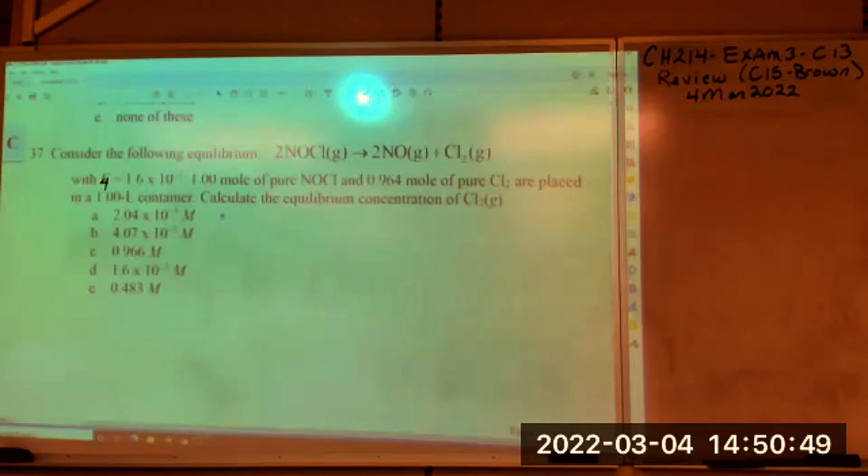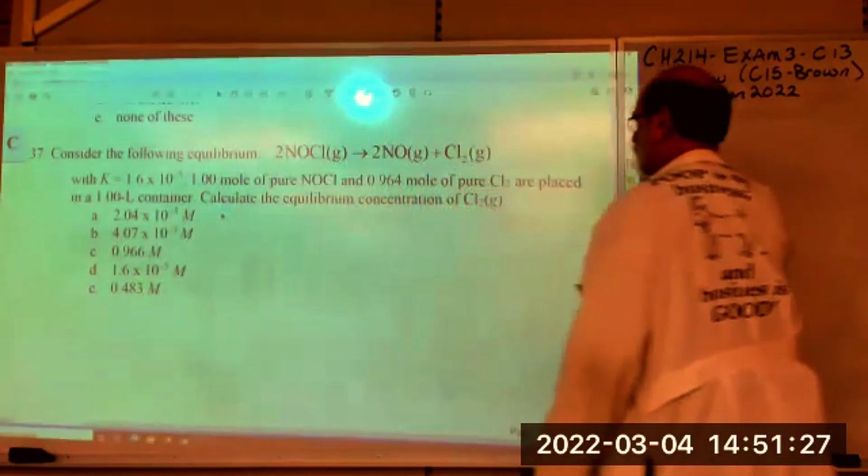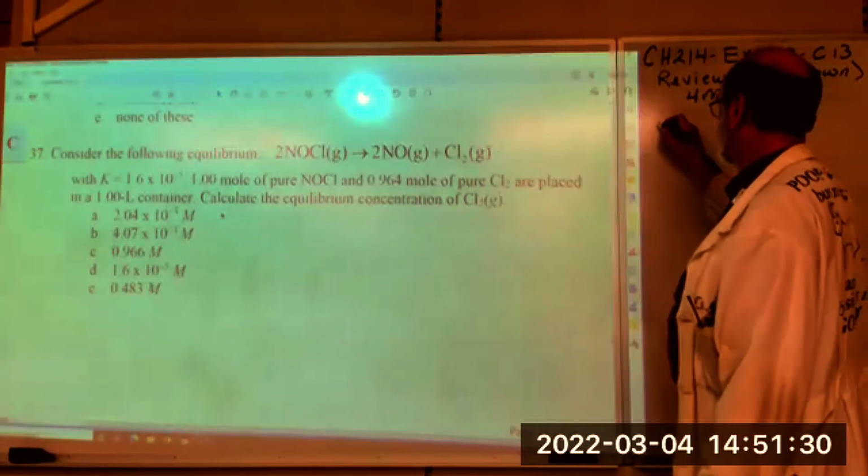What about this one? We've seen this one. Oh, before it was ONCl, wasn't it? Now it's NOCl. That's different. Yields NO and Cl2, with a K of 10 to the minus 5. 1 mole pure NOCl and 0.964 moles of pure Cl2 are placed in a 1-liter container. What's the equilibrium concentration of Cl2? All right, this one shouldn't give you any trouble. Just in case, we're looking at 3 gases.